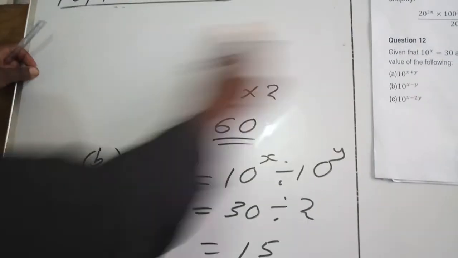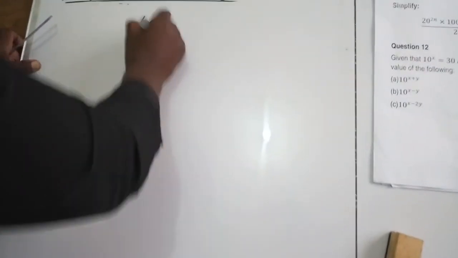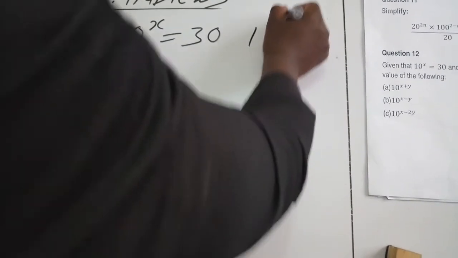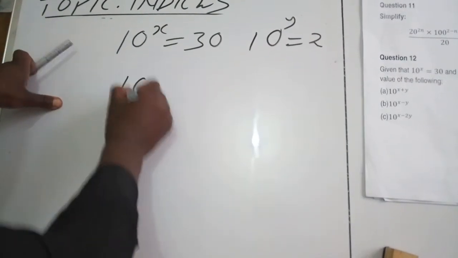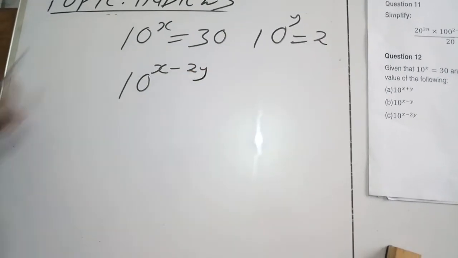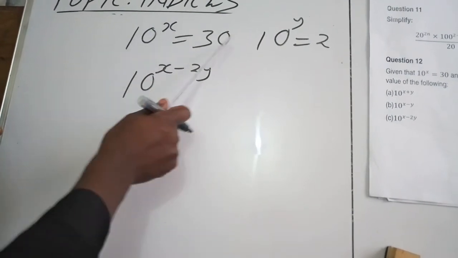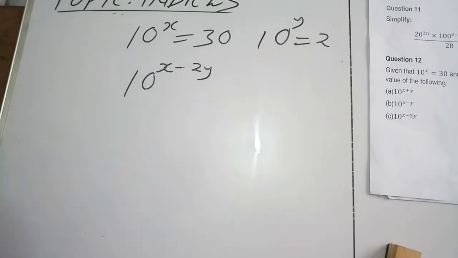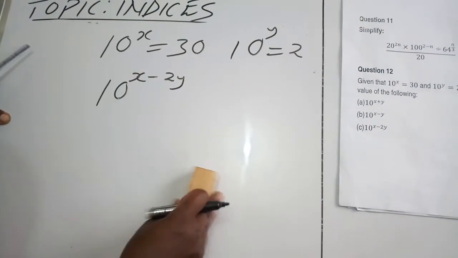Last part, that will be 10 power x minus 2y. Of course, remember, 10 power x is equal to 30, and 10 power y is equal to 2. I think you can try this one on your own. Given that 10 power x is 30 and 10 power y is 2, find the value of 10 raised to power x minus 2y. Because this is the conclusion, and I've done two similar questions, you can try that one.